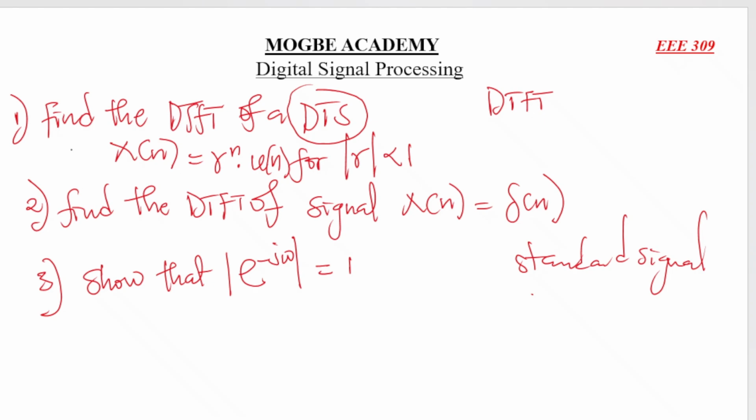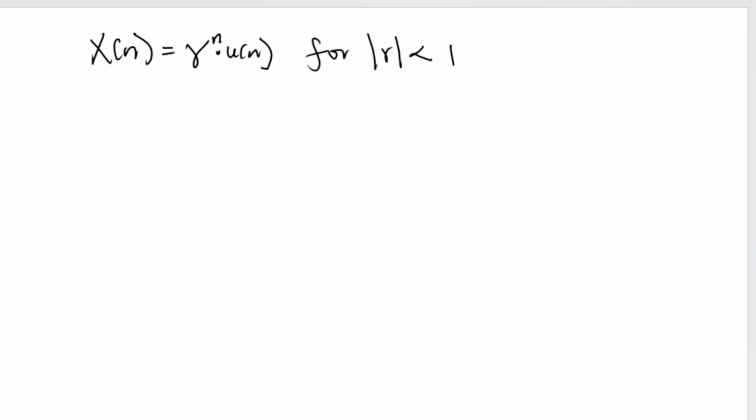Now for us to solve this first question, let me change my pen to black and I think we are good to go. From the first question, we are given to find x of n, and they said x of n will be equal to r raised to the power of n multiplied by u of n. And the condition given was that the absolute value of r is less than 1. Are we together?